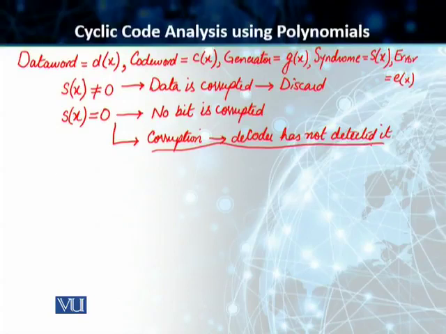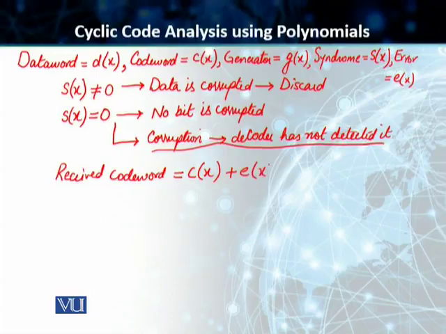So students, let's try to do some maths here, polynomial maths. In this case, let's suppose our received code word is given by your actual code word that was transmitted, c(x), plus the error that was introduced, e(x). Students, in other words, the received code word in this case is the sum of the sent code word, which is this bit, and the error that is introduced.